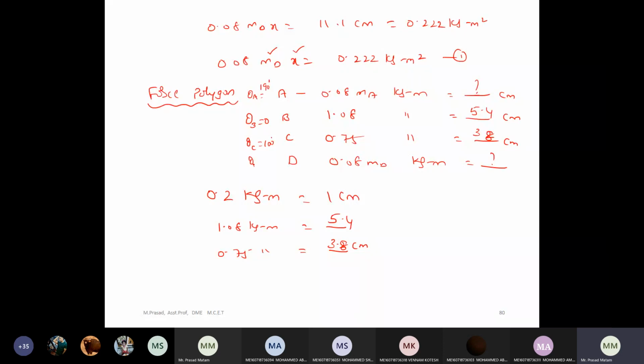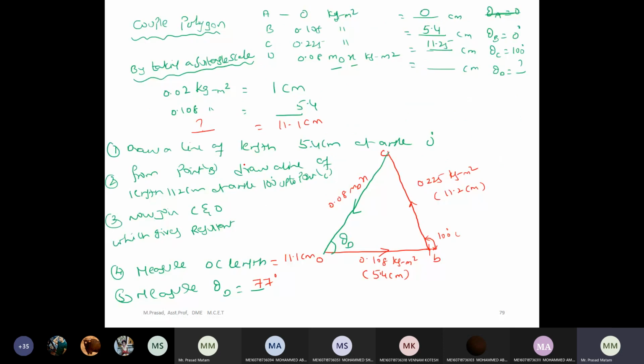And theta D, do we know what the theta D value is? Yes, already we got it. With respect to plane B, it makes an angle of, this is by measurement, 77 degrees. If I extend this downwards, what is this angle now? Can anyone answer this? Okay, let us do that. No issues, we will check how much it will come.